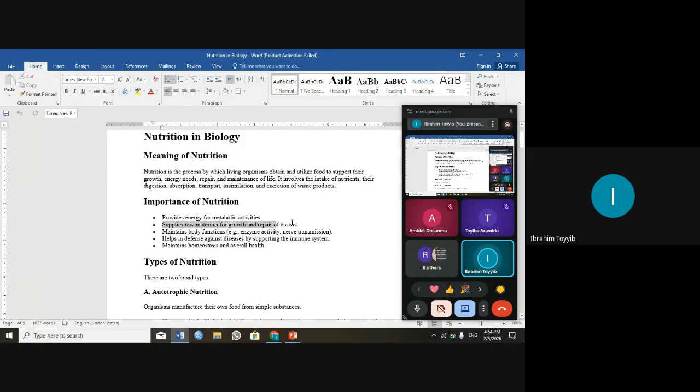Supplying raw material for growth and repair of tissue. Maintains body function like enzyme activity and nerve transmission. Helps in defense against disease by supporting the immune system. And maintains homeostasis and overall health.